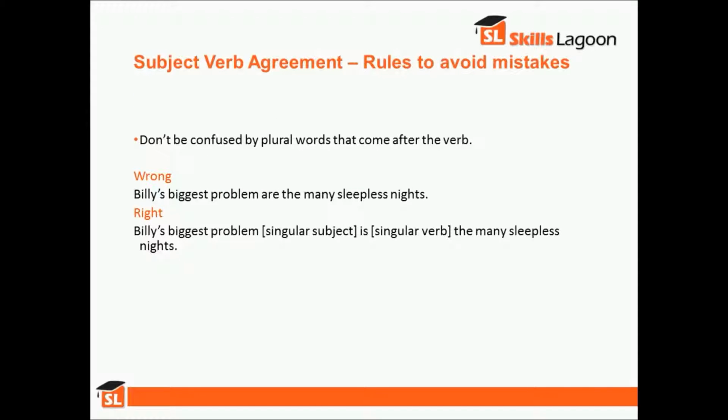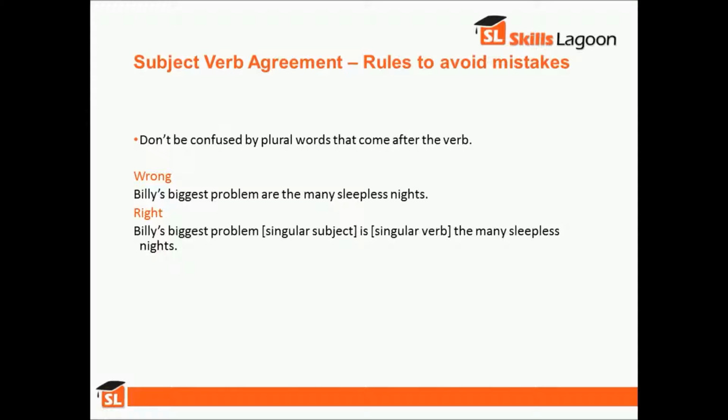Some rules to avoid mistakes. First one, don't be confused by plural words that come after the verb. Those which come after the verb are usually the objects. It has to be subject-verb agreement and not object-verb agreement.